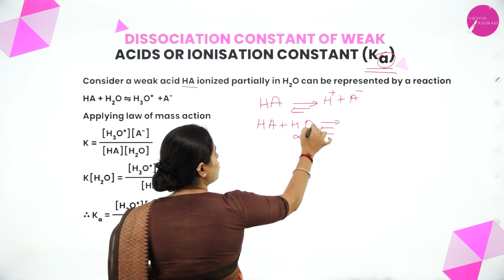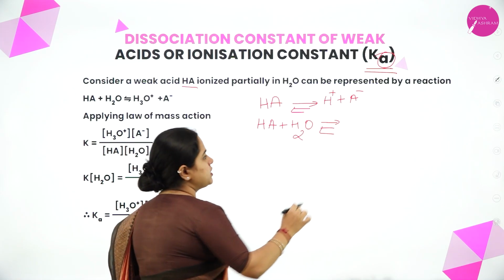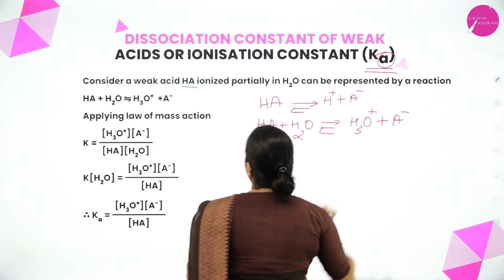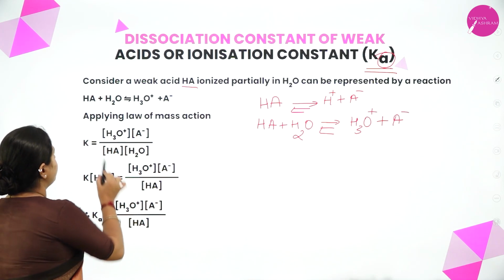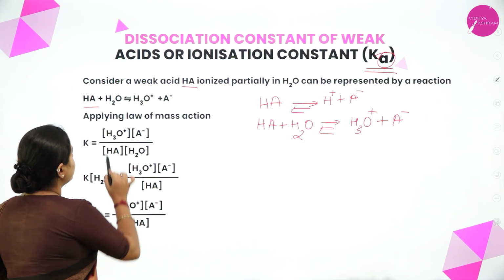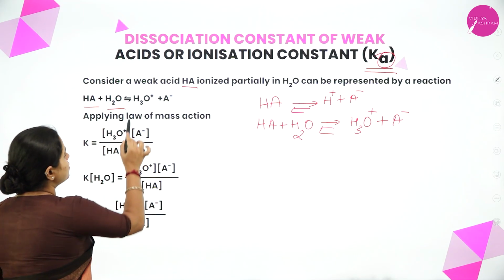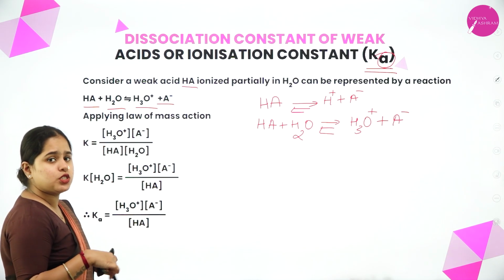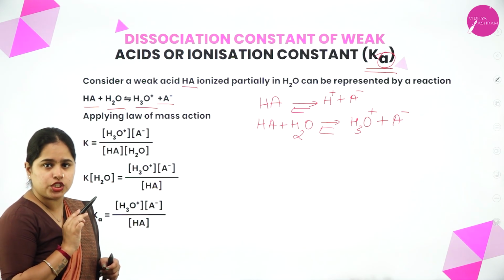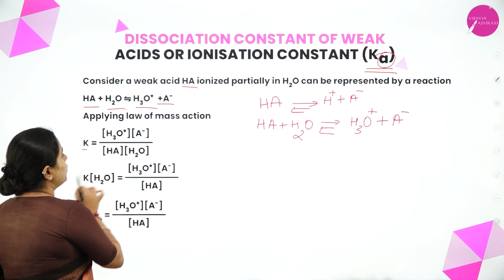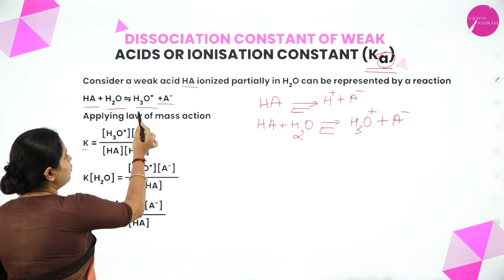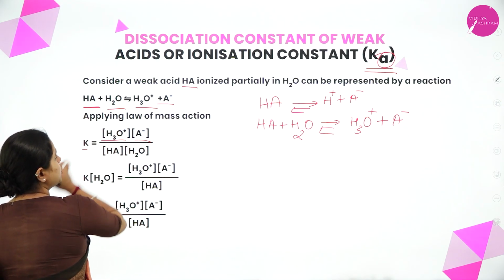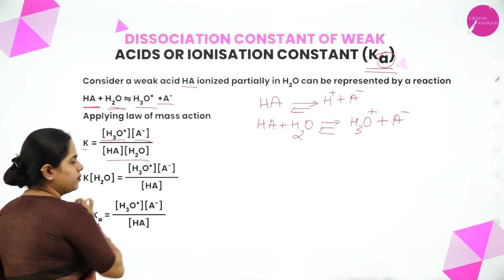What happens? This water will take up this H plus ion and form H3O plus and A minus, which is shown in this equation. So HA, the weak acid, in the presence of water forms H3O plus ion and A minus anion. I hope it is clear. So again we are going to apply the law of mass action here. K will be equal to the molar concentration of the products, H3O plus and A minus, divided by the molar concentration of the weak acid and water, which is shown here.